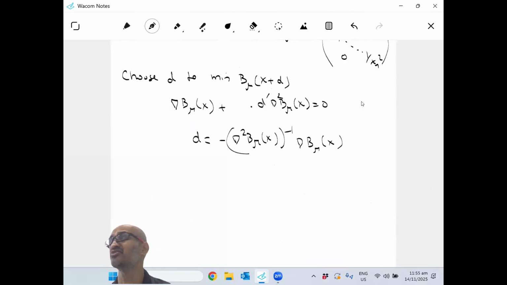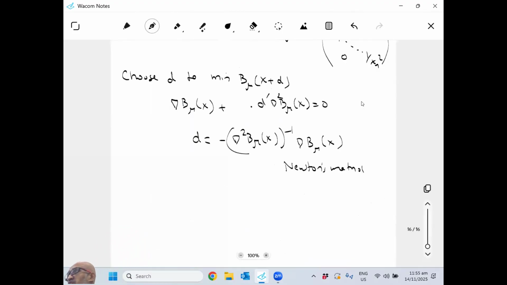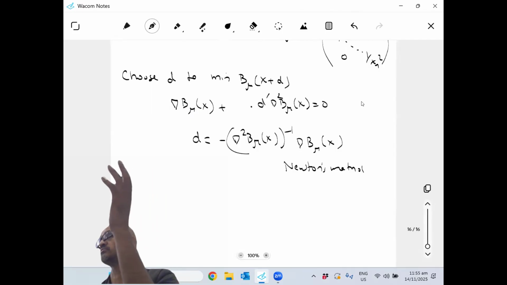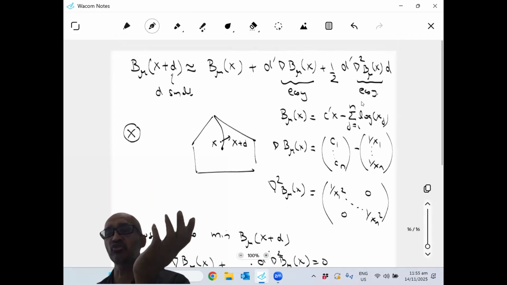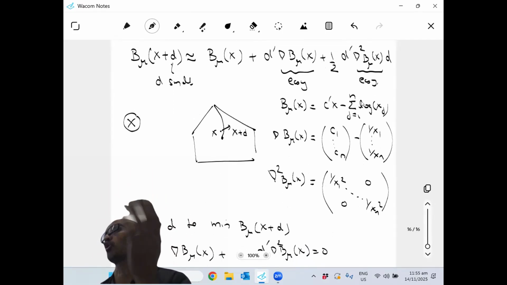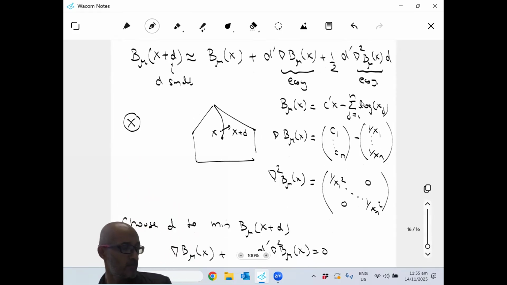This is exactly what is called Newton's method. If you've studied Newton's method for minimizing a function, you've studied this, right? Newton's method says you take the derivative and you scale it by the inverse Hessian. So you apply Newton's method, and you solve the problem.